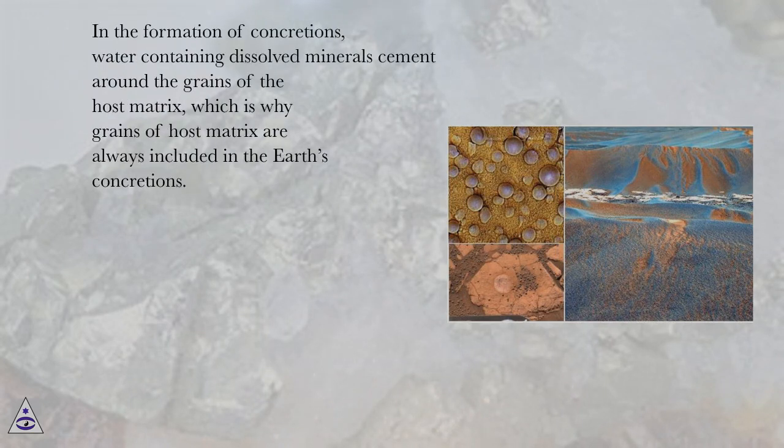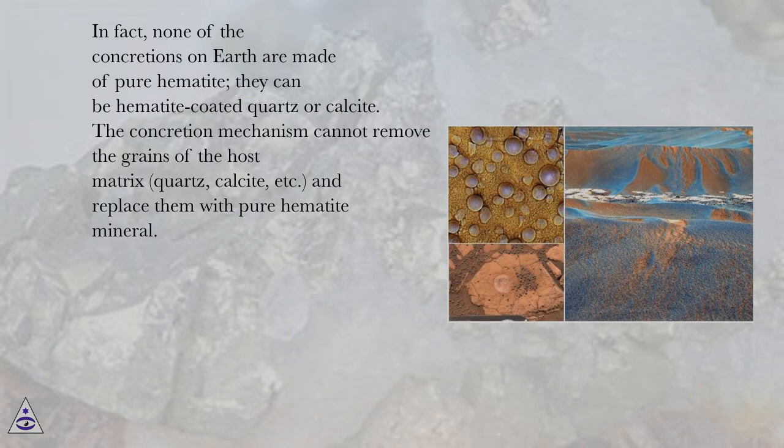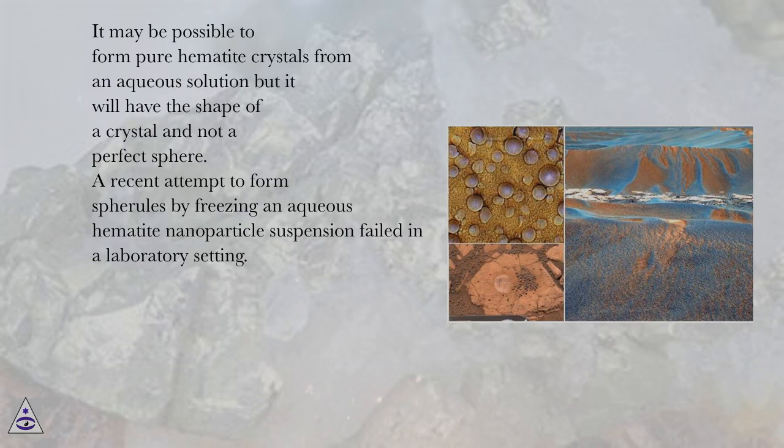In the formation of concretions, water containing dissolved minerals cements around the grains of the host matrix, which is why grains of host matrix are always included in the Earth's concretions. In fact, none of the concretions on Earth are made of pure hematite; they can be hematite-coated quartz or calcite. The concretion mechanism cannot remove the grains of the host matrix, quartz, calcite, etc., and replace them with pure hematite mineral. It may be possible to form pure hematite crystals from an aqueous solution, but it will have the shape of a crystal and not a perfect sphere.